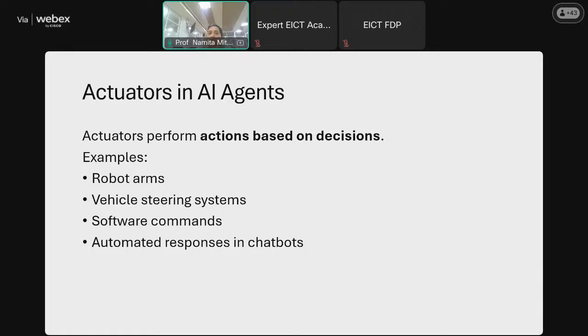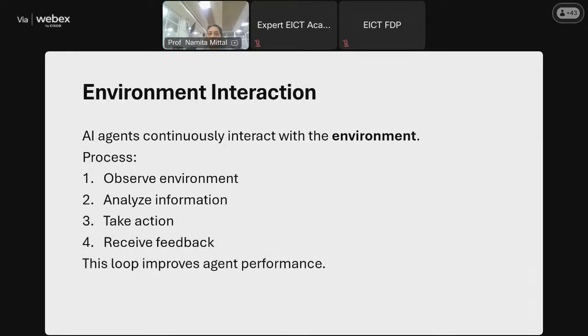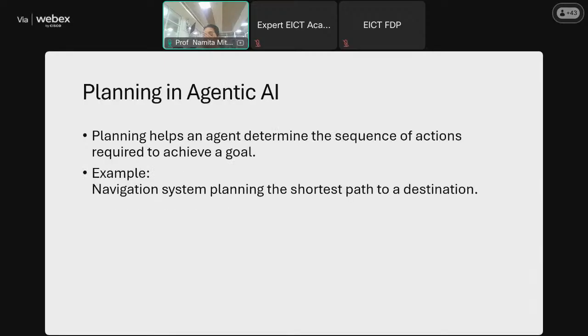Actuators, the second part: actuators perform action based on the decision. There may be hardware things like robot arms, vehicle steering systems, and software commands like execute this, delete this, update this, automated responses in chatbots. These are the actuators. Then AI agents continuously interact with the environment. It's not that once it has taken the environment, it remains the same. After regular intervals, it keeps on perceiving new things. So this loop improves agent performance.